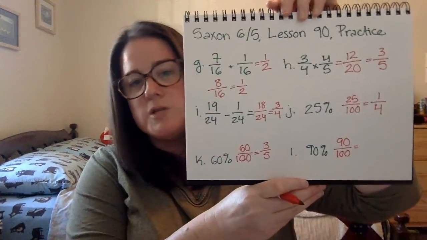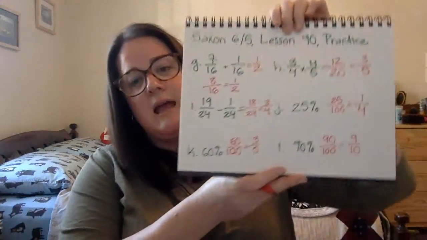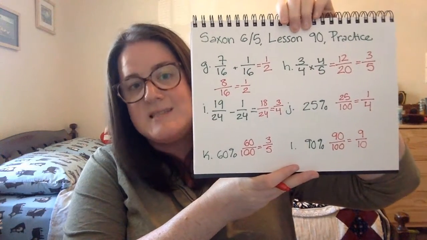And then we have 90%. So first I'm going to turn my percentage into a fraction. My percentage becomes my numerator. 100 is always my denominator. And I get 90 over 100. So the greatest common factor between 90 and 100 is 10. 90 divided by 10 is 9. 100 divided by 10 is 10. And my fraction is 9/10.